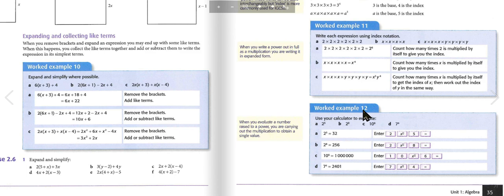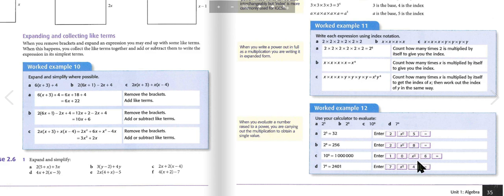Worked example 12. Use your calculator to evaluate 2 to the power of 5, 2 to the power of 8, 10 to the power of 6, and 7 to the power of 4. So, for each of these calculations, you enter the base in the calculator, then you use the index button, and then you type in the index.